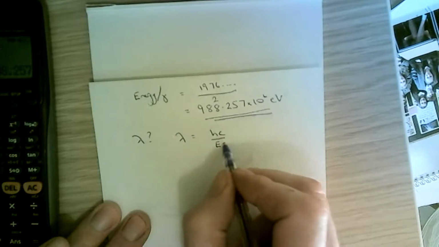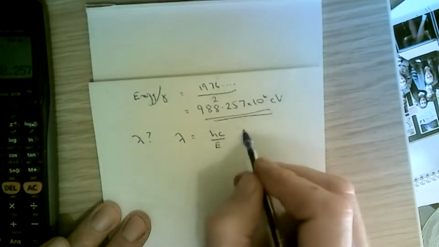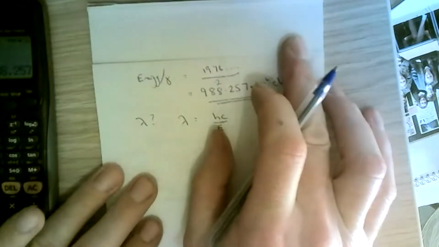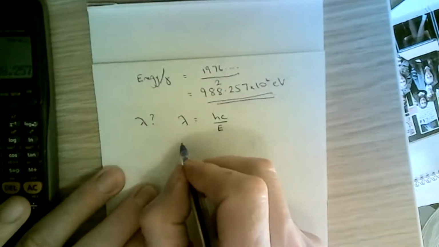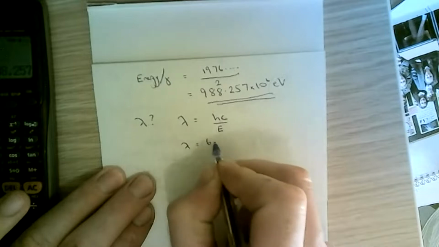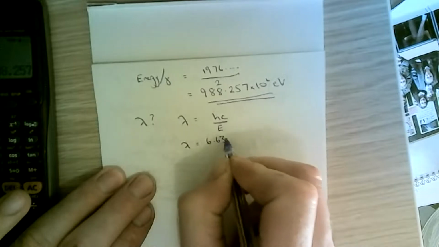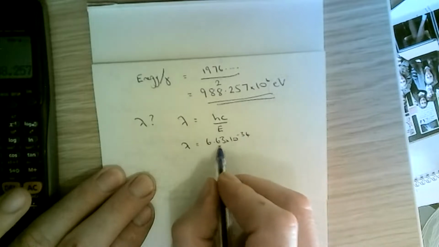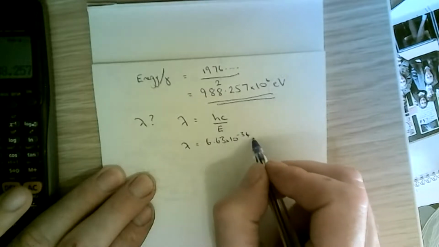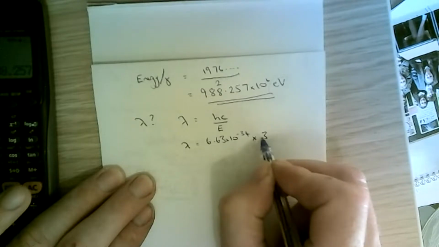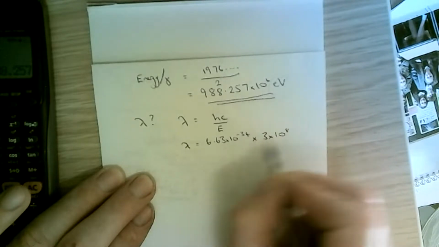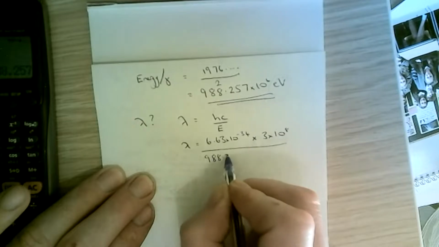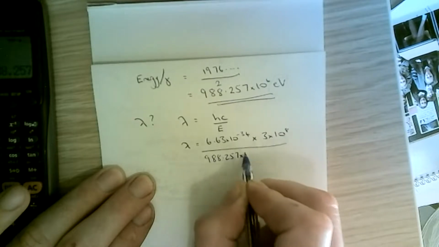But E can't be in electron volts. It's got to go in SI units. Hopefully you're getting sick of hearing me talk about these SI units. So that's 6.63 times 10 to the minus 34. I think it's 6.63, but I might just check in a minute on the formula sheet. Times 3 times 10 to the 8, all divided by 988.257 times 10 to the 6.